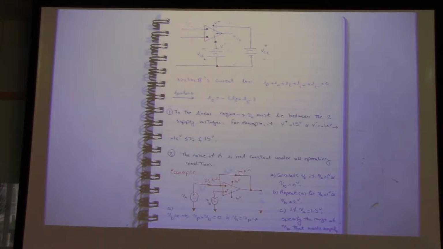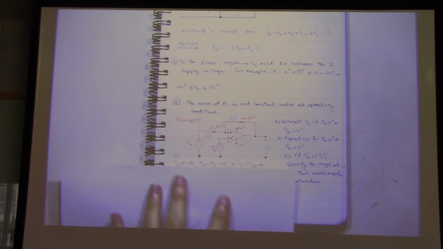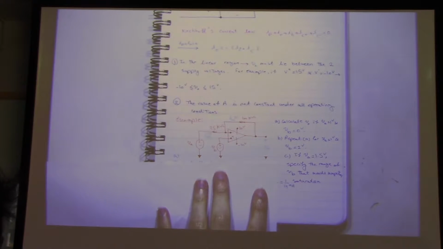Okay? So, the first example, we have this circuit over here. Question number 1. Calculate the output voltage if VA is 1 volt and VB is 0 volts. I give you 2 minutes.